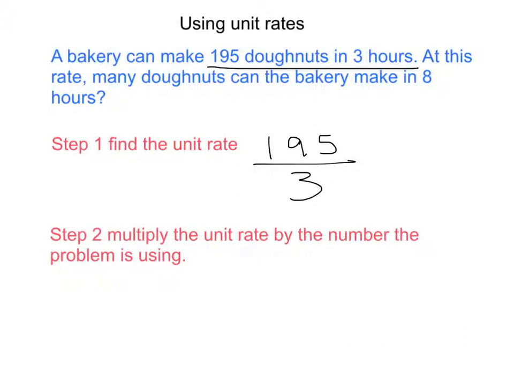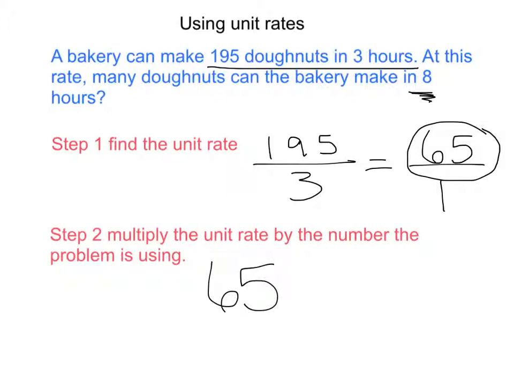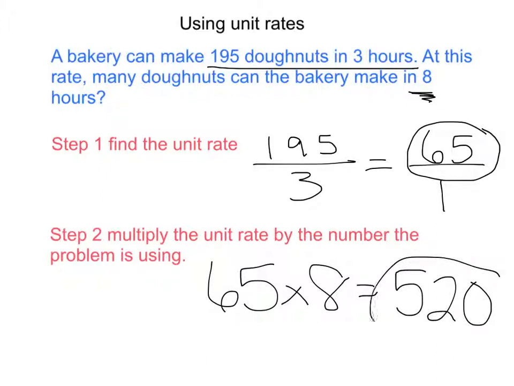The easy way to do this is step 1, find the unit rate. How many donuts can they make in 1 hour? So we divide by 3 and we get 65. So in 1 hour, the bakery can make 65 donuts. For step 2, you multiply the unit rate by the number the problem is using. They want to know how many donuts they can make in 8 hours. So we take the 65 and multiply it by 8 hours, and we get 520 donuts that the bakery could make in 8 hours.